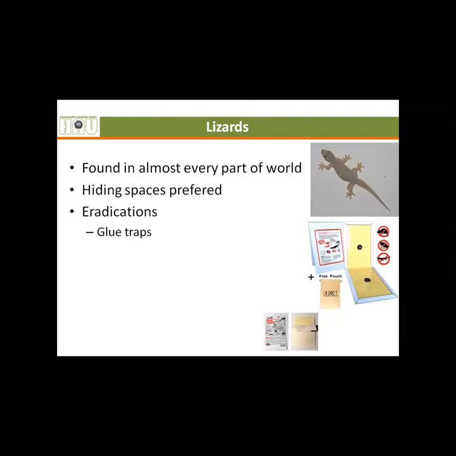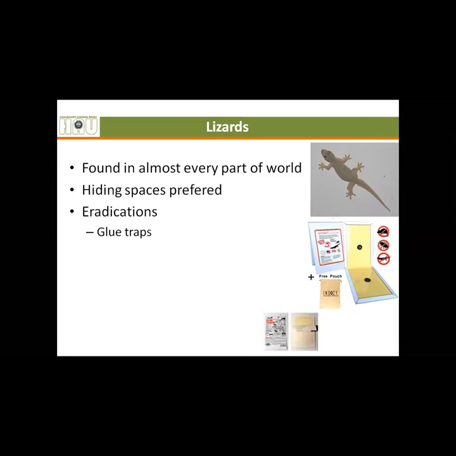Another pest which is commonly found is lizards, and these are found in almost every part of the world. There are more than 6,000 varieties or species of lizards, and hiding places are preferred. You can remove those with the help of glue traps and so on.